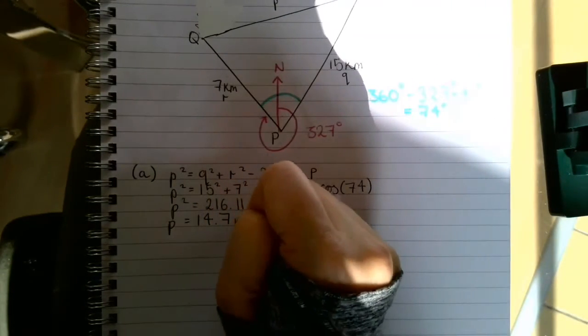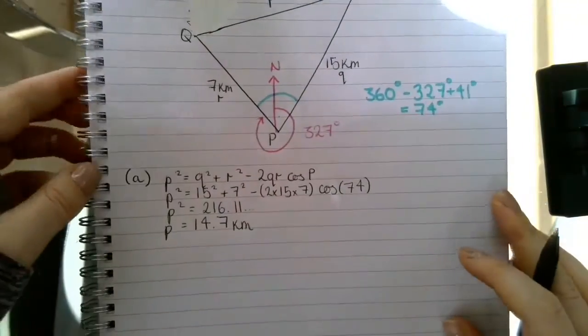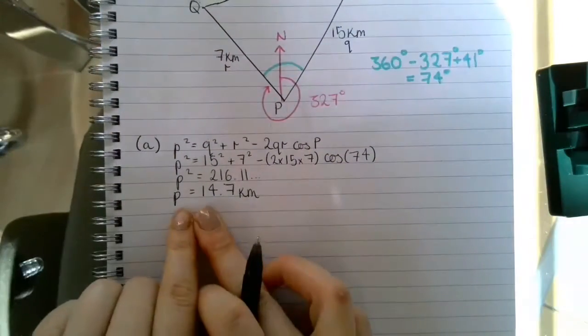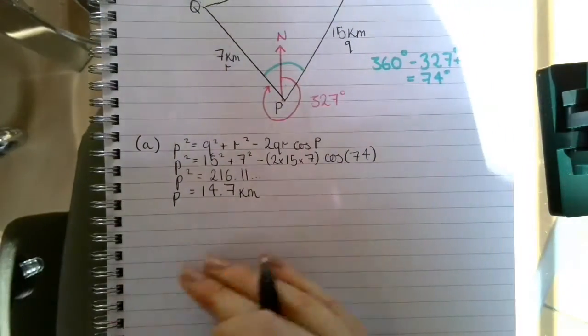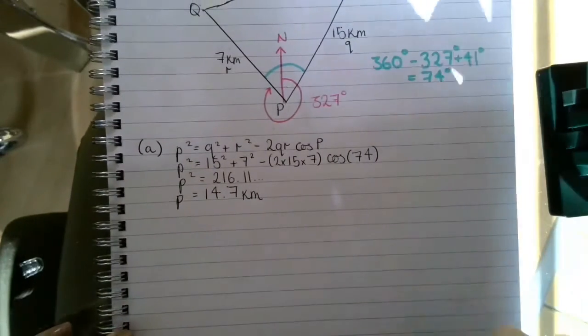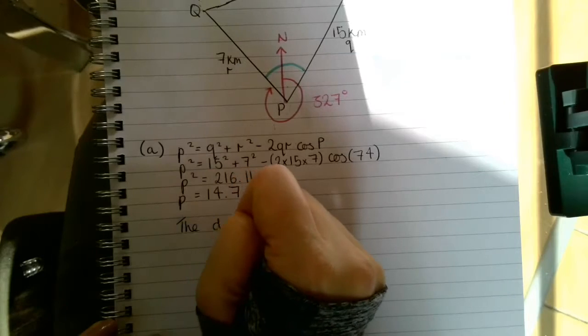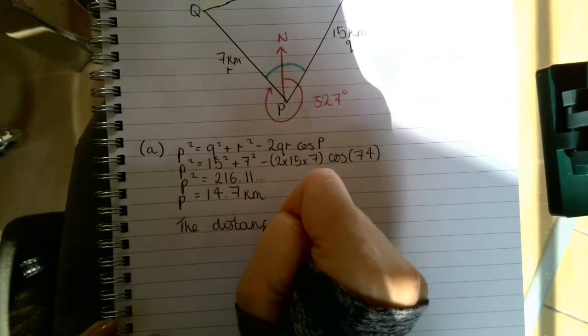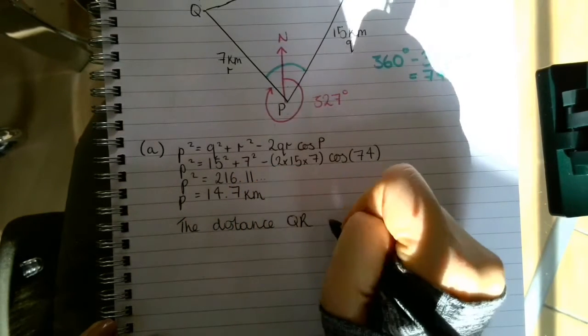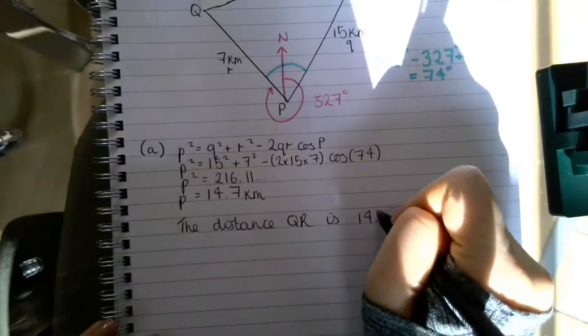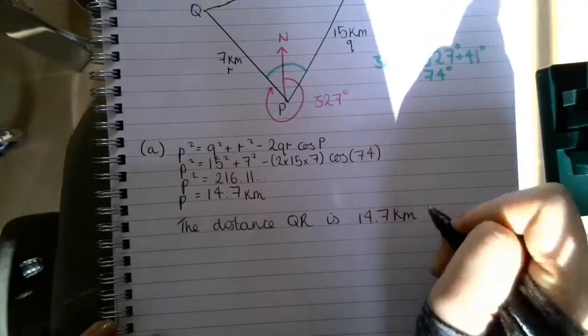14.7 kilometres. Now we've written that using our own notation of lowercase p, so I'm just going to write down that the distance QR is 14.7 kilometres.